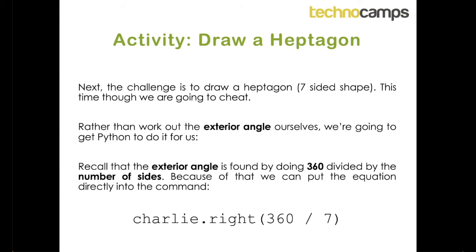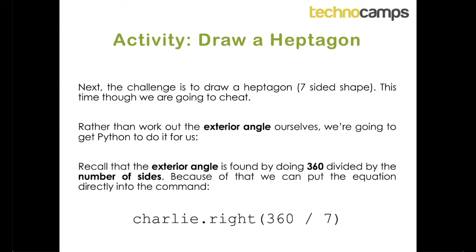The next challenge is to draw a heptagon. A heptagon is a 7-sided shape. We know that the calculation is 360 divided by 7. But if we are a little bit cheeky, we can actually get Python to do all that maths for us, so we don't have to bother working it out.